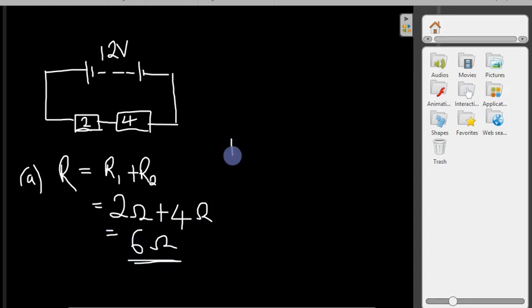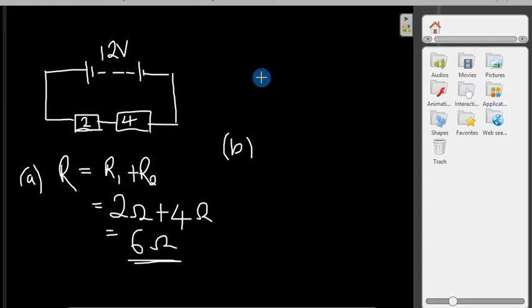So we said the formula R is equal to R1 plus R2, where R is the total resistance. Then we are told the first resistor has a resistance of 2 ohms, plus R2, the second resistor, has a resistance of 4 ohms. So we just add them and get our total resistance to be 6 ohms. The second question was saying calculate the current through the circuit.